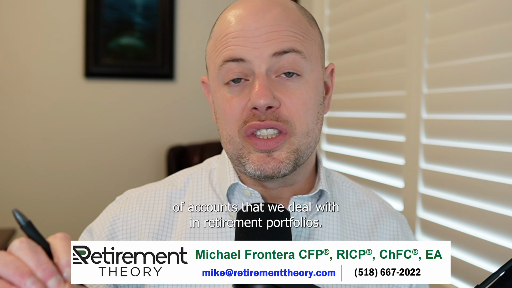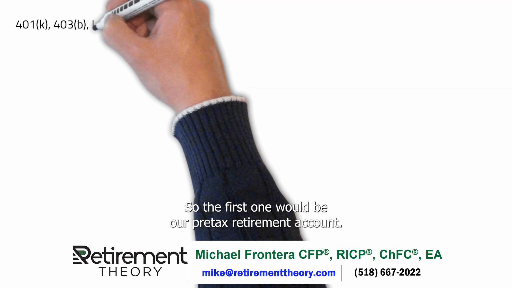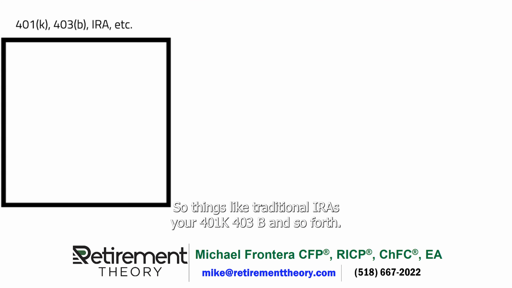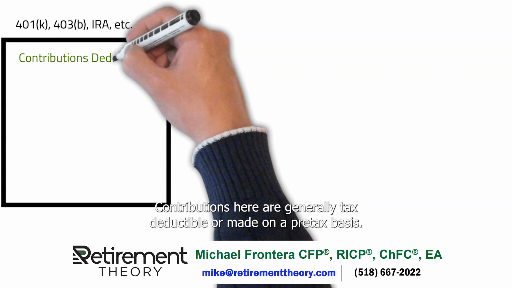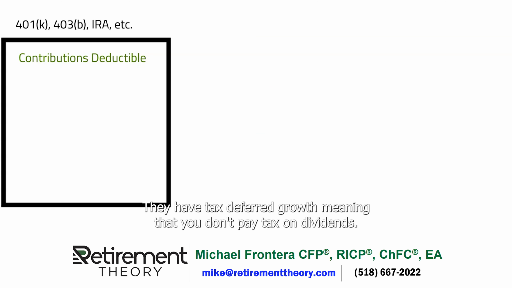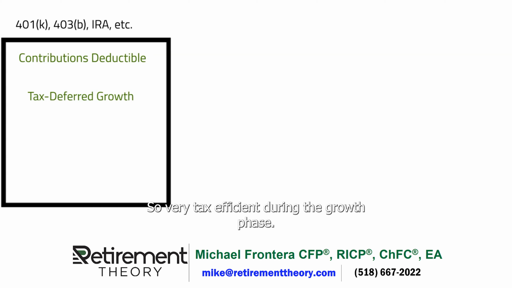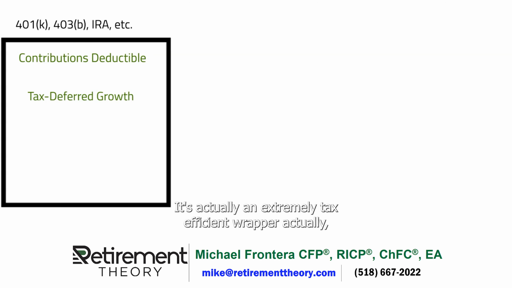Okay, so let's start by looking at the main types of accounts that we deal with in retirement portfolios. So the first one would be our pre-tax retirement accounts. So things like traditional IRAs, your 401k, 403b, and so forth. Contributions here are generally tax deductible or made on a pre-tax basis. They have tax-deferred growth, meaning that you don't pay tax on dividends, interest, and capital gains along the way, so very tax efficient during the growth phase. It's actually an extremely tax efficient wrapper, because you pay zero in taxes until you take a withdrawal.